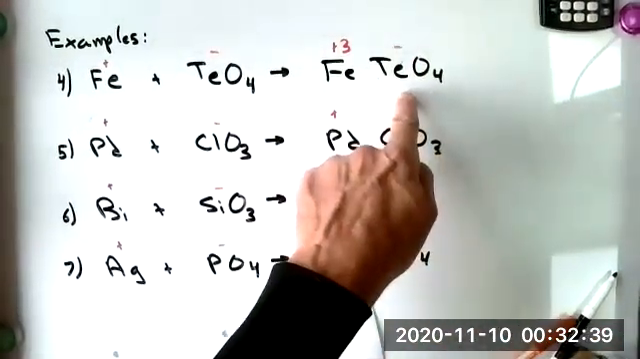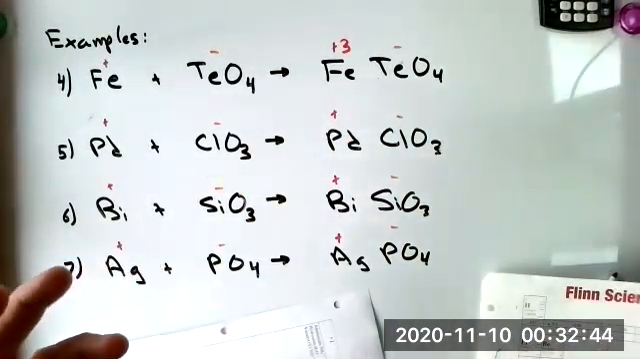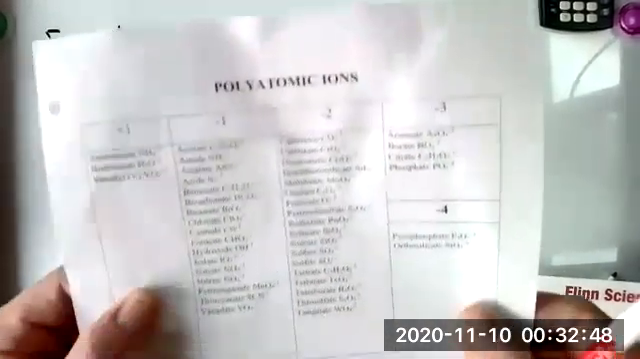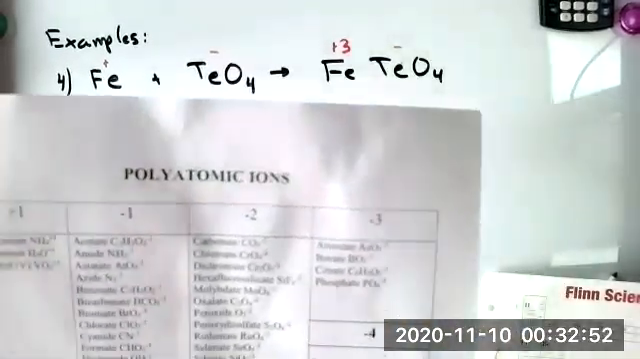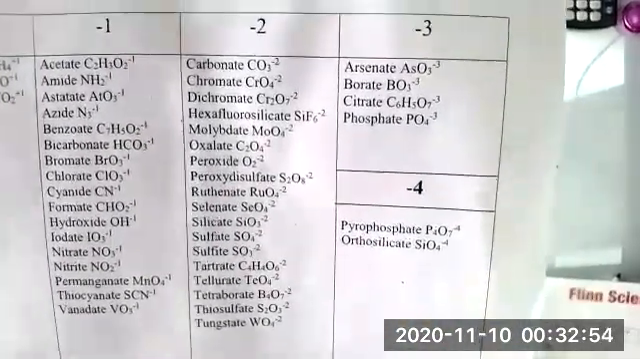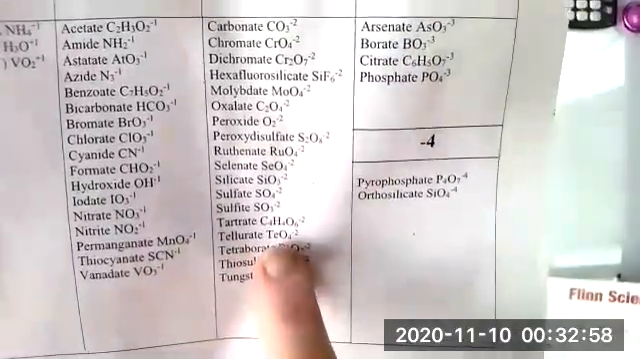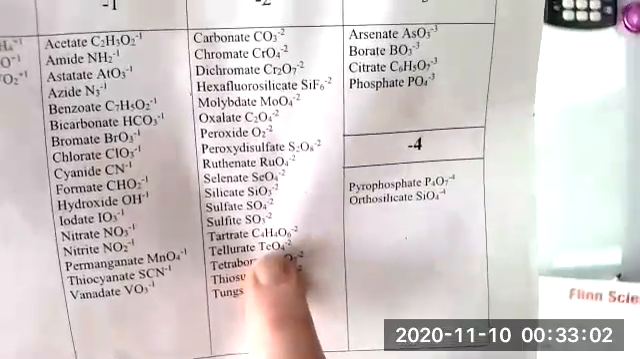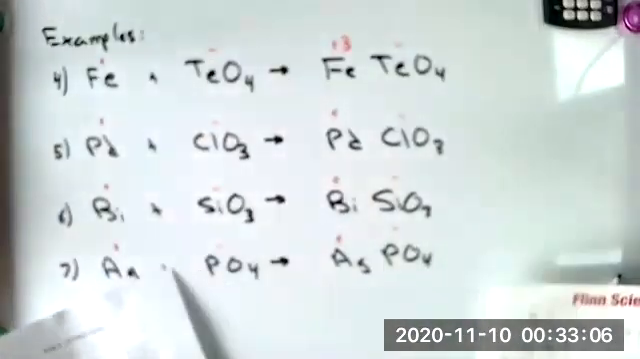Now come these package deals. If you ever see a bunch of capital letters, meaning multiple atoms, get your eyes on the polyatomic ion sheet and you have to search TeO4. Oh, good heavens. There he is. Got him. Tellurate is his name. And right there's his oxidation number.